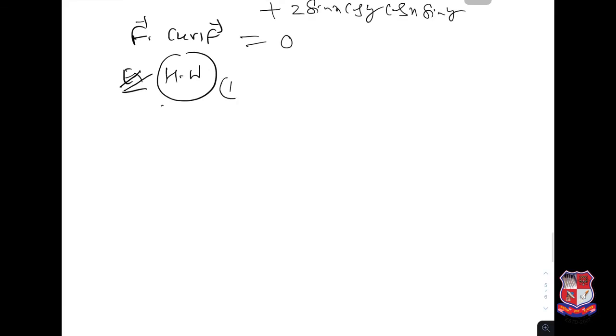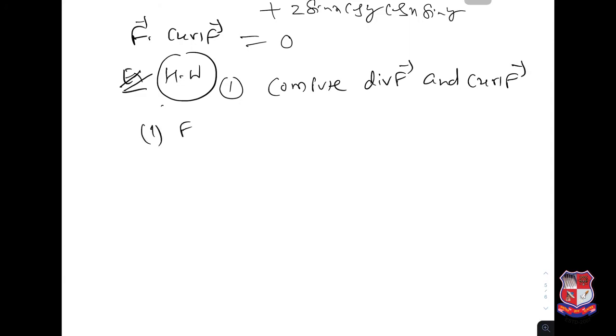So first, compute divergence of f and curl of f, where f is x square y i minus z cube minus 3x j plus 4y square k.